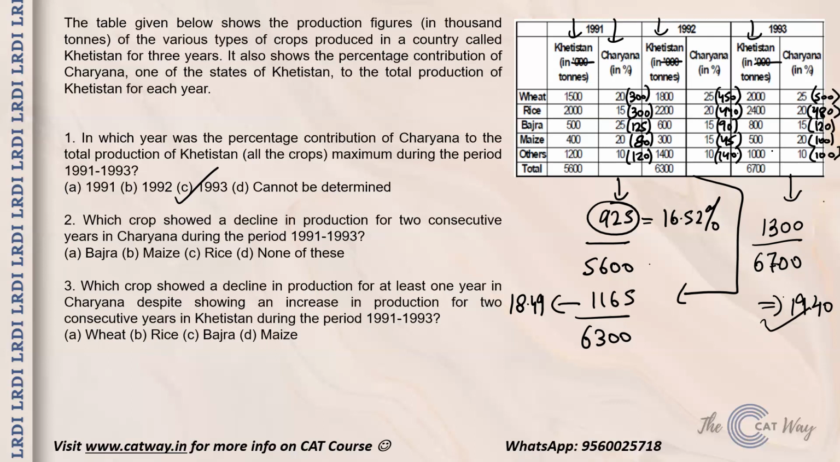So again there is not a decline for 2 consecutive years. And then talk about rice. So rice increased and then again increased. So there is no decline in rice for 2 consecutive years. Hence the correct answer for this will be option number D, none of these.